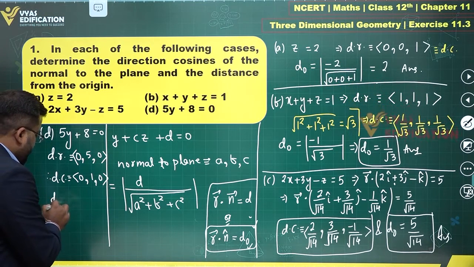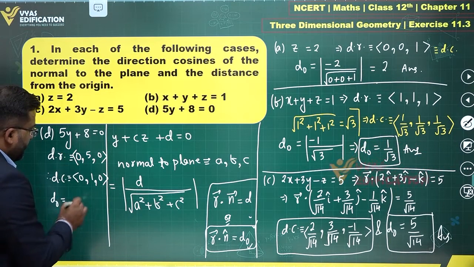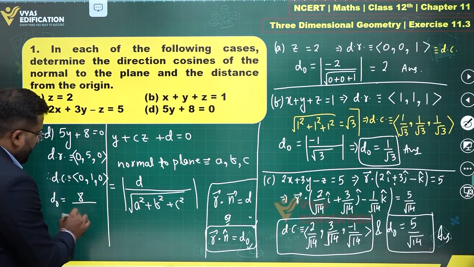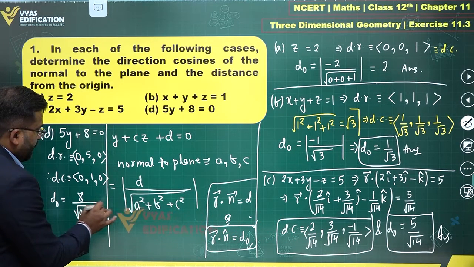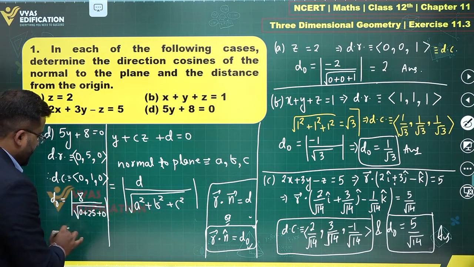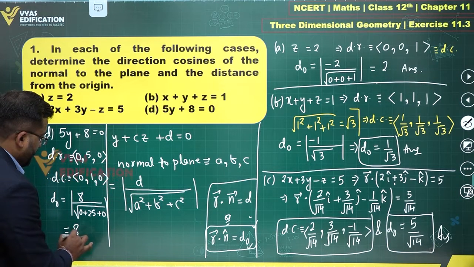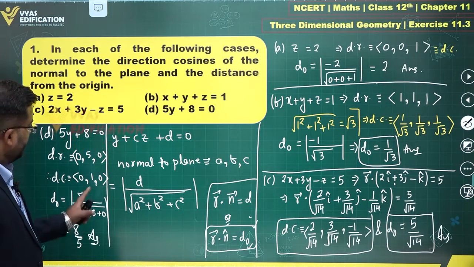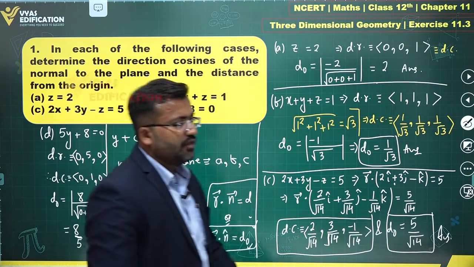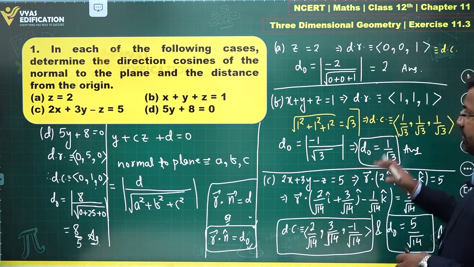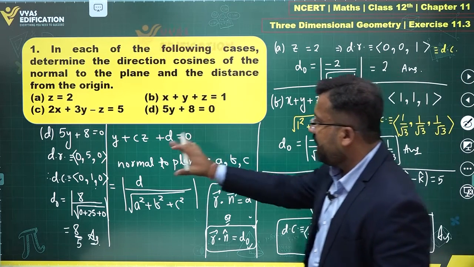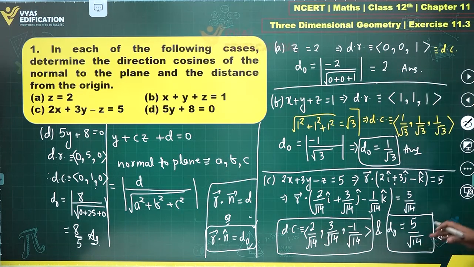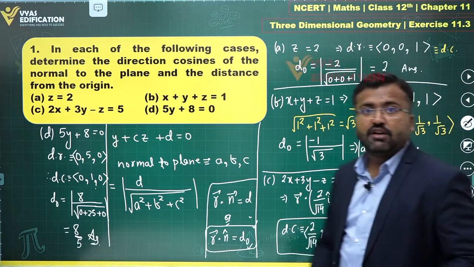What about distance from the origin? Distance from the origin will be 0 plus 8 upon under root of 0 plus 25 plus 0 magnitude. What is that? 8 upon 5. That's the distance from origin. That's my answer for this particular part D. These are the direction cosines and that's the distance from origin. So that's the complete solution of part A, part B, part C and part D. You can take a look at this complete solution over here in this particular question.